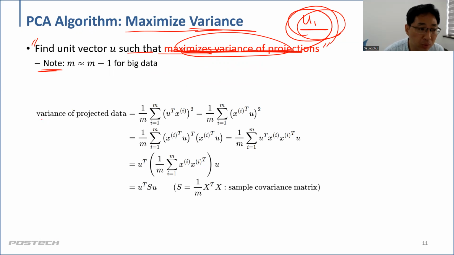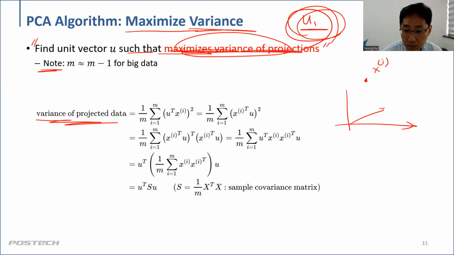And let's compute the variance of the projected data set. Let's say this is x, the ith data point. It's going to be u, unit. We say u is a unit vector.